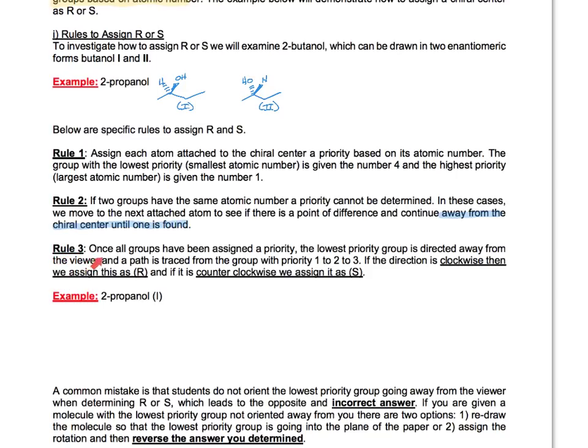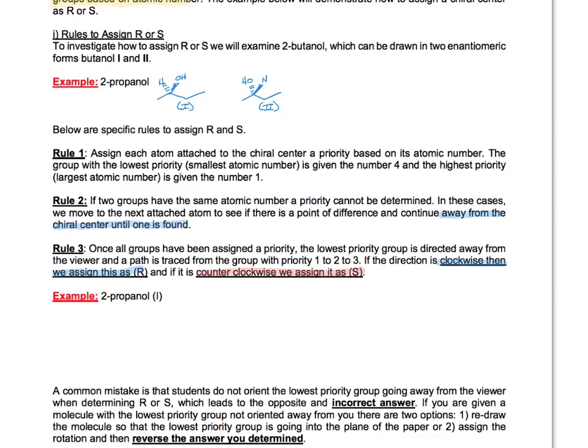And this is important. We're moving away from the chiral center until a point of difference is found. And rule number 3 is once all the groups have been assigned a priority, the lowest priority group is directed away from the viewer. So we're going to arrange the molecule so our lowest priority group is away from the viewer and trace from the group with priority 1 to 2 to 3. If that direction is clockwise, then we assign it R. If the direction is counterclockwise, then we assign it S.